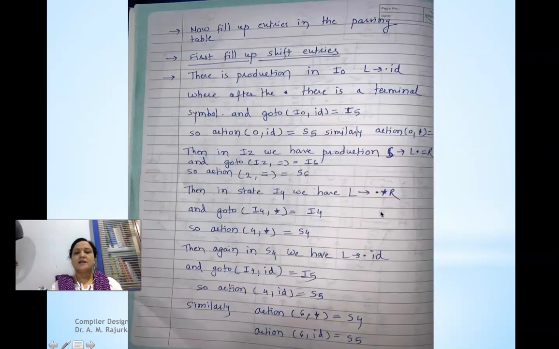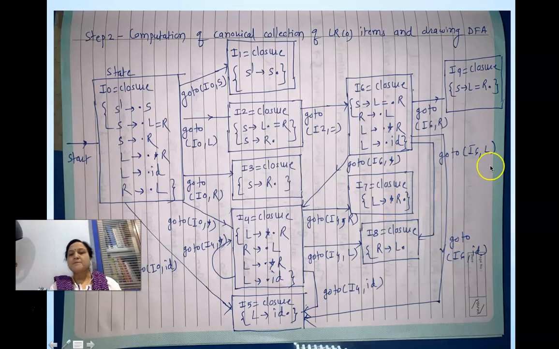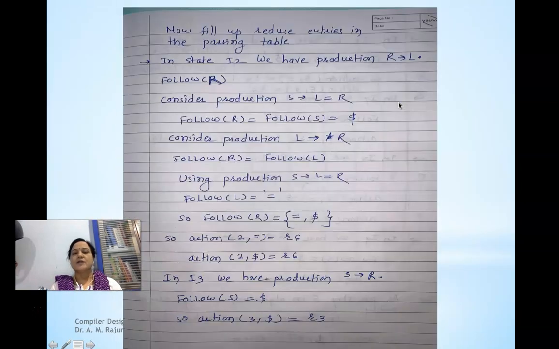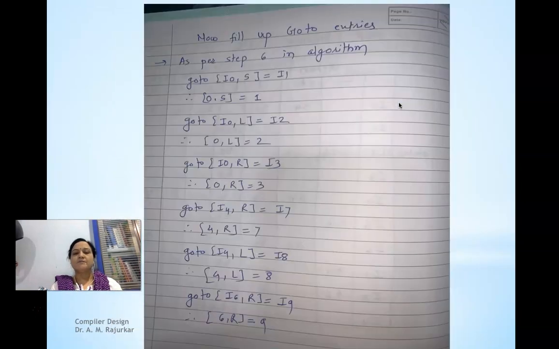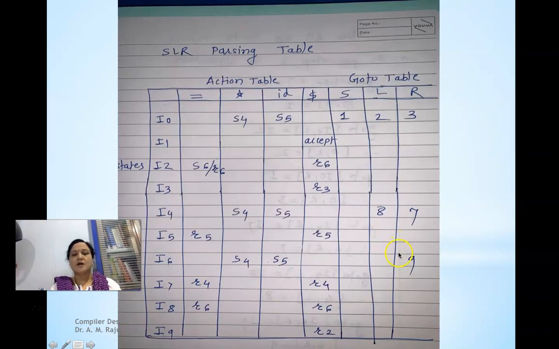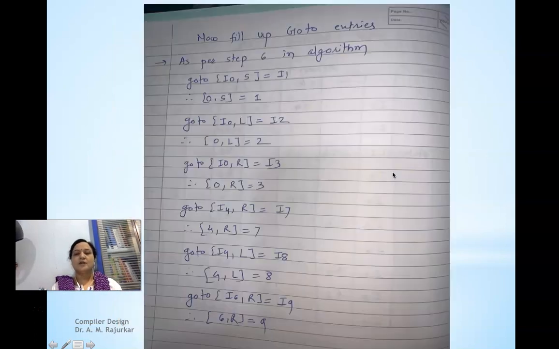Then see that in I6 we are having transition going to I9 on R. So that will lead to a go to entry: 6 comma R equals to 9. This is how we construct the go to table, right?